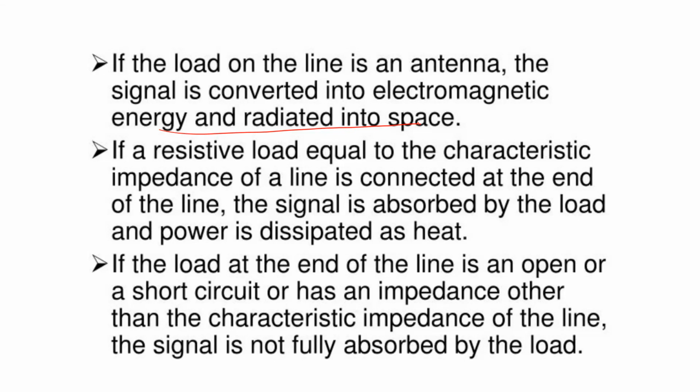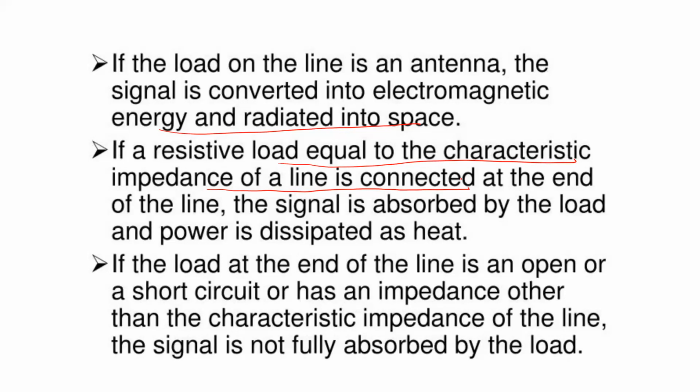The second case is if the load is equal to the characteristic impedance of a line. If the load is equal to the characteristic impedance of a transmission line, then the signal that is transmitted from the source will be absorbed by the load and it is dissipated as heat. This is the second case.